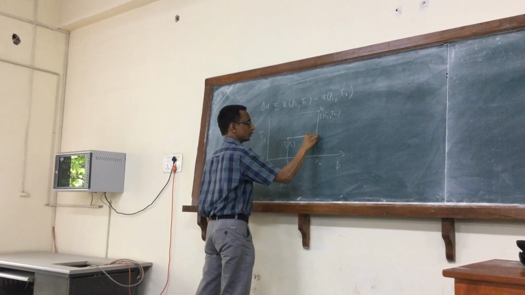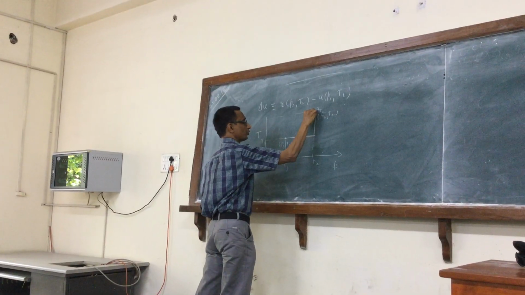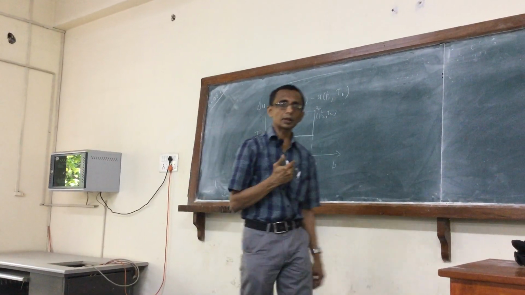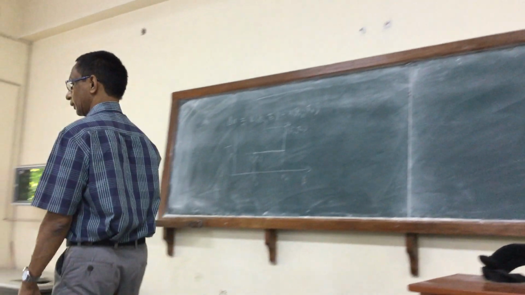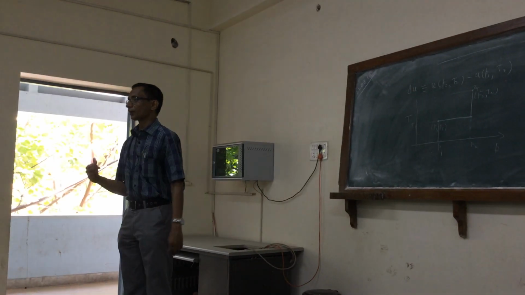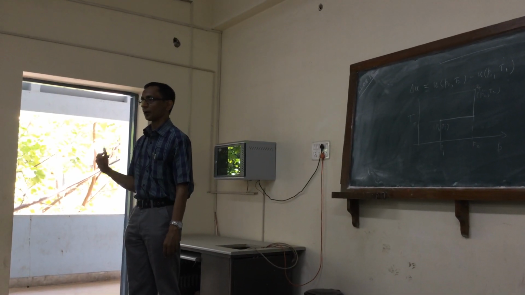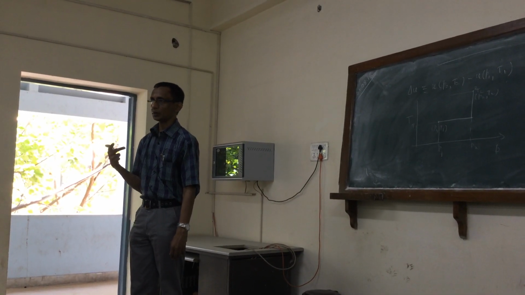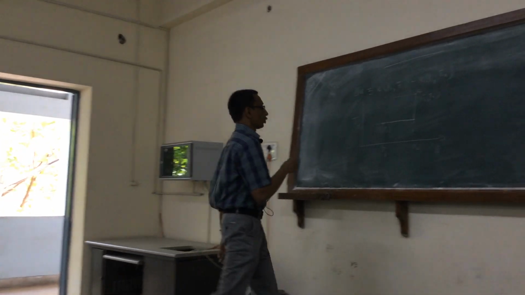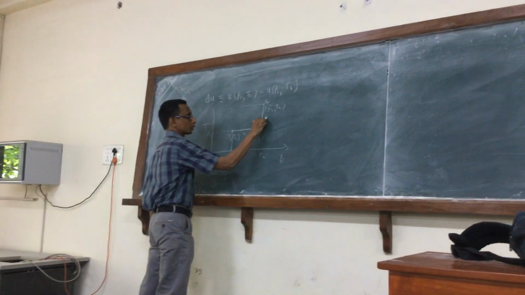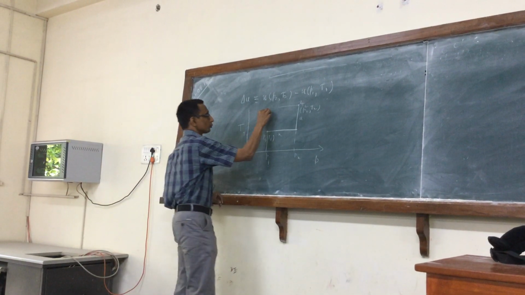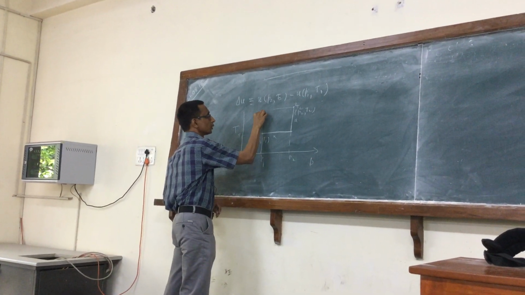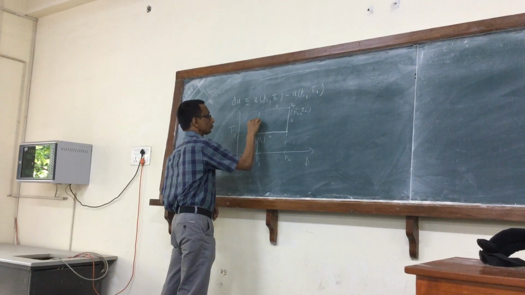We could choose any of the infinite number of paths, but we chose particularly two paths. The distinguishing feature of these two paths is that each consists of two segments: one is a constant pressure segment and another is a constant temperature segment. Right? So let's take this as path A, and we also choose another path, B.